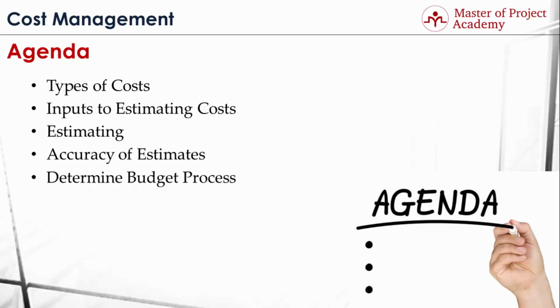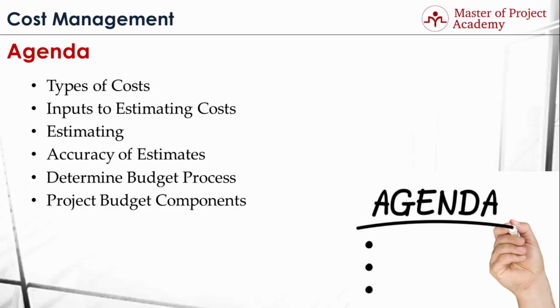The determine budget process is the third process of the cost management knowledge area. After estimations are done, all cost estimations are combined during this process, and the overall project budget is determined. We will go over this process in detail in our further lectures.